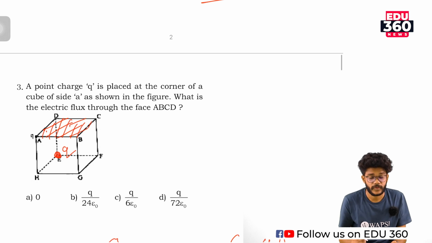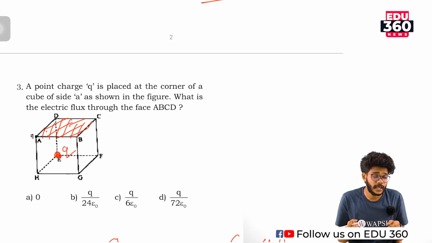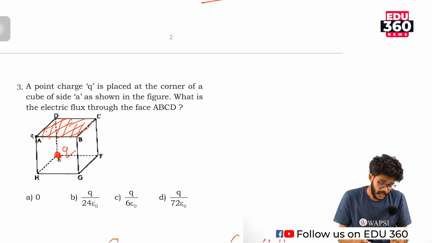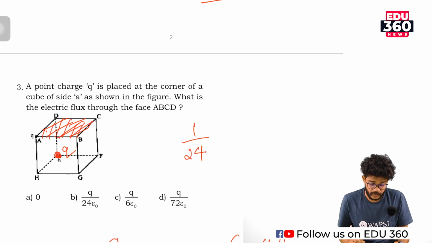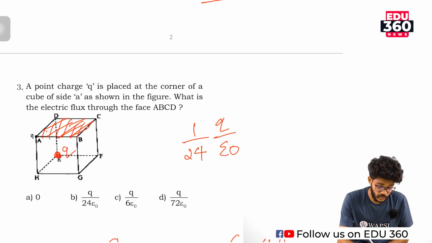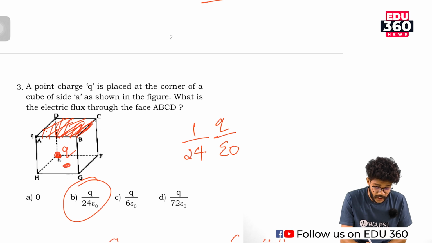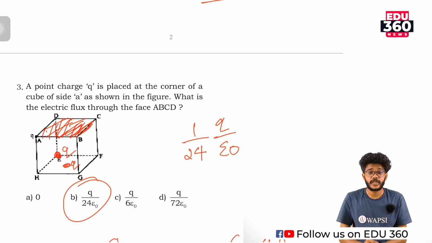We are only bothered about one of them, and this area will share an equal fragment of field lines. So 1 by 24th of Q by epsilon is the total flux passing through this area. So option B is the correct answer.